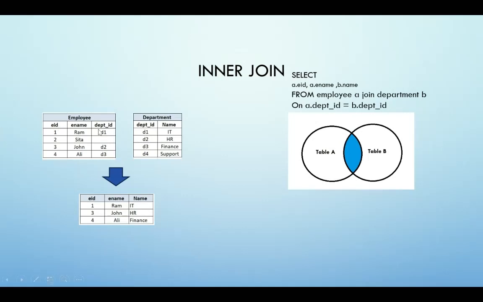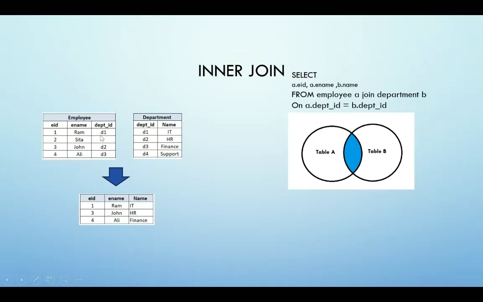So the department ID in the employee table is joining with the department ID of the department table, and we are trying to bring the department name of that particular employee. If you see the output result, I have taken employee ID, I have taken employee name, and I have also got the department name. For employee Sita, the department is nothing, so it is not able to get the related match from the department table.